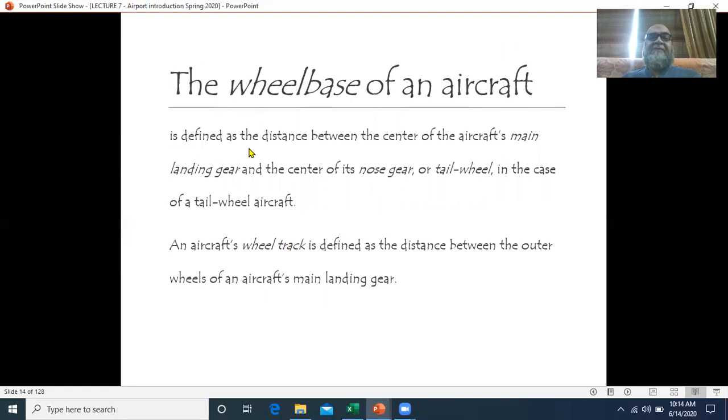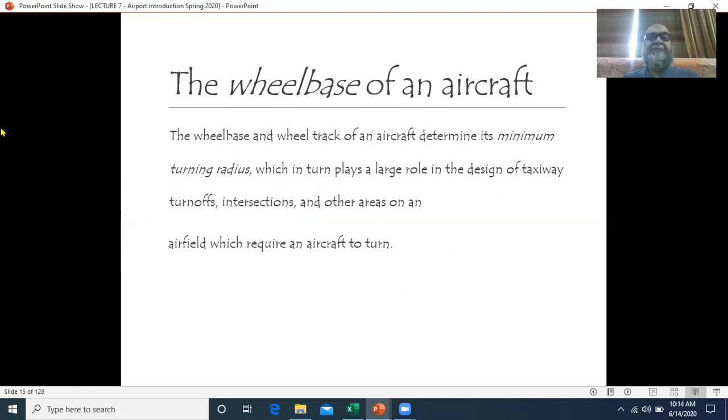The wheel base is defined as the distance between the center of an aircraft's main landing gear and the center of its nose gear, in the case of a tail wheel aircraft. An aircraft's wheel track is defined as the distance between the outer wheels of an aircraft's main landing gear that I've shown you previously in the figure of Airbus 380. This wheel base and wheel track determine its minimum turning radius, which in turn plays a large role in the design of taxiways, turnoffs, intersections, and other areas on the airfield which require an aircraft to turn.